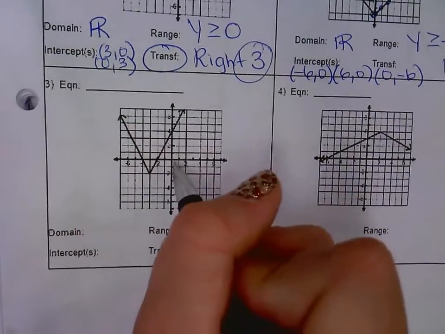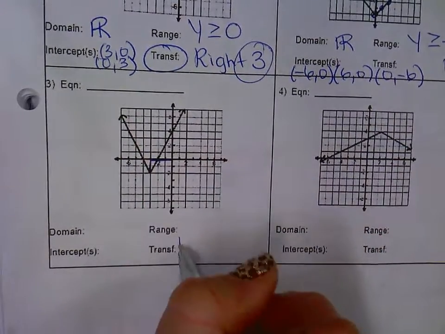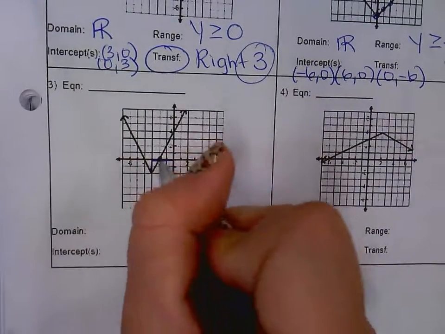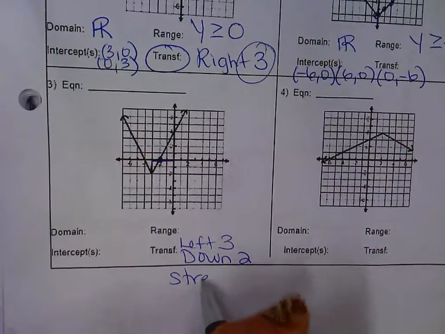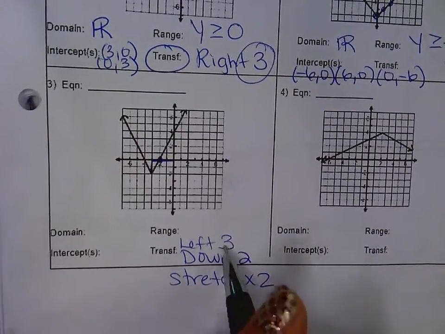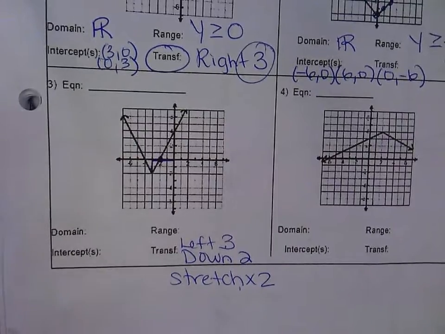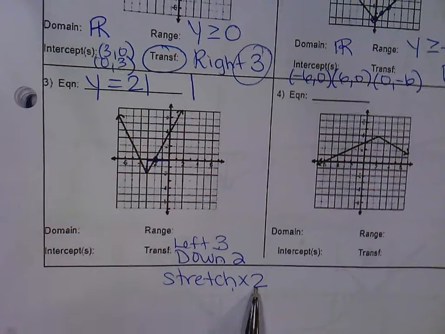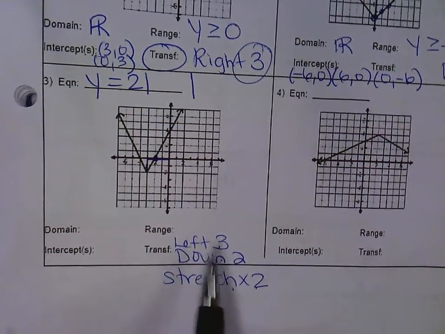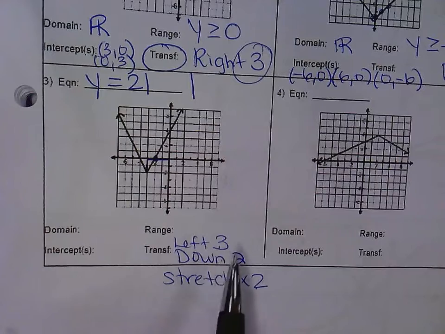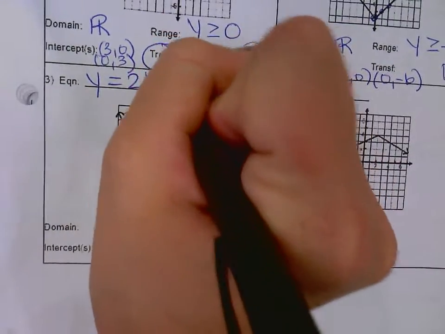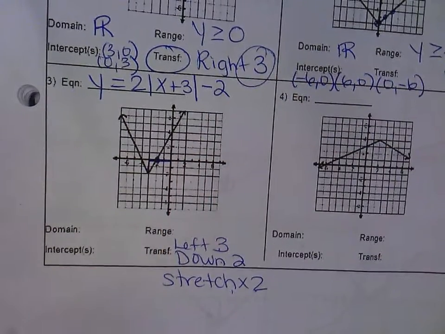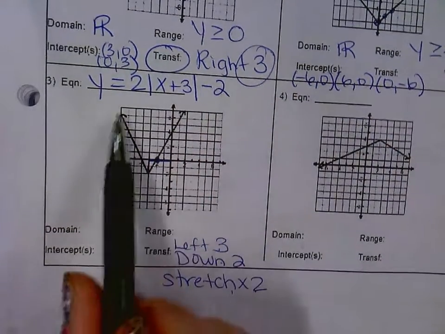This has gone left 3, down 2. So I'm going to write left 3, down 2, and it looks steeper, right? So stretch times 2. So that's 3 different pieces I need to include in my equation. Y equals 2 absolute value, that's my stretch. Left 3 would be a plus 3 because it's opposite what you think. So x plus 3 goes inside, and then down 2 would be a minus 2 outside. That's a 3-part answer. You need a stretch, a left, and a down.